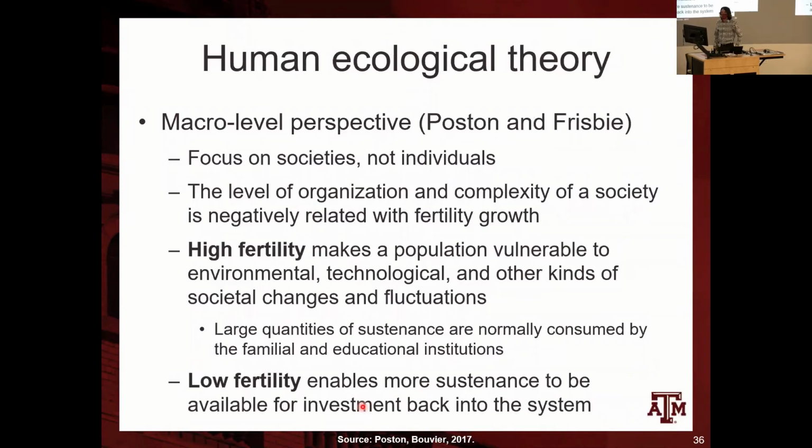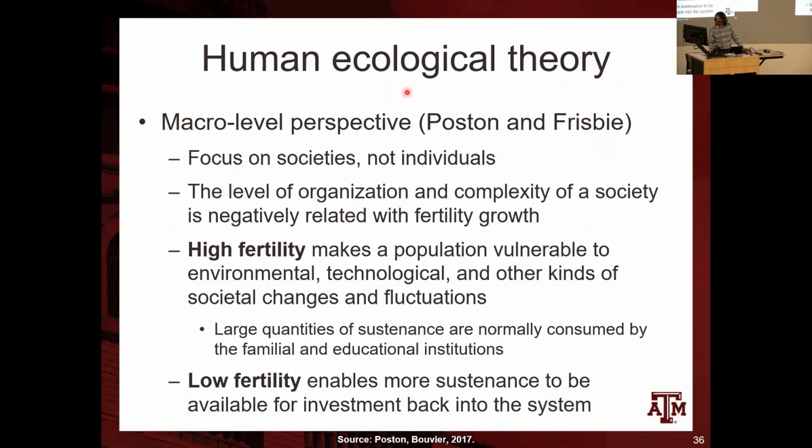What about the human ecological theory? Dudley Poston, who is the author of this textbook, and Park Frisbee. Park Frisbee was a demographer. He died recently, and he was a professor at the University of Texas at Austin in the sociology department. And they, years ago, developed this human ecological theory for several aspects of demography. And it can also be applied to fertility.